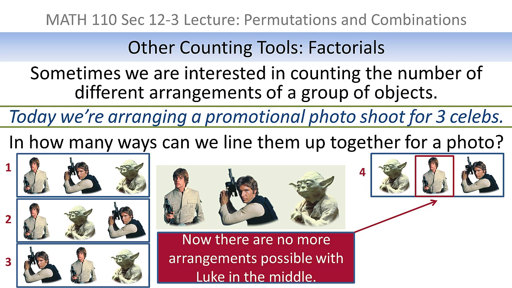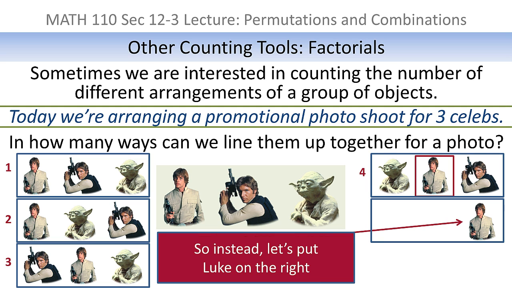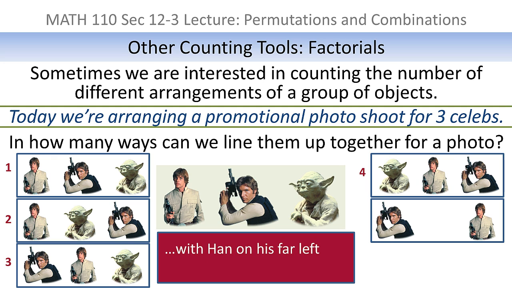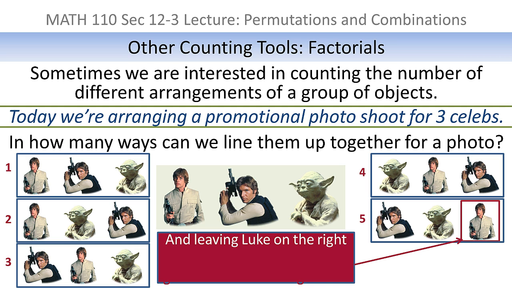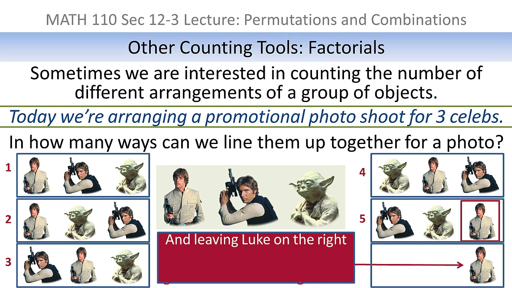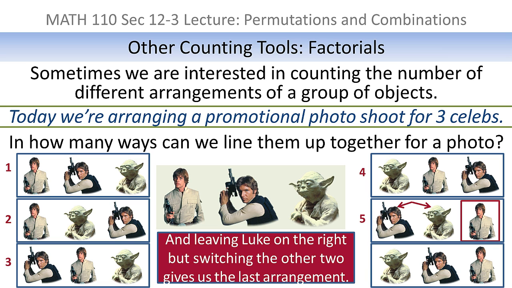So the next thing would be to push Luke to the right. If I do that, I can put Han first and Yoda second to give me a fifth arrangement. Or, leaving Luke where he is, I can switch Han and Yoda and put Yoda first, Han second, again keeping Luke on the right. And that's really it. I've moved Luke in every possible position, and once Luke was in that position, I've gotten every possible ordering I can get that's different.